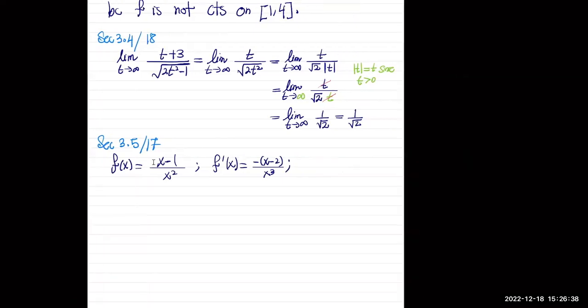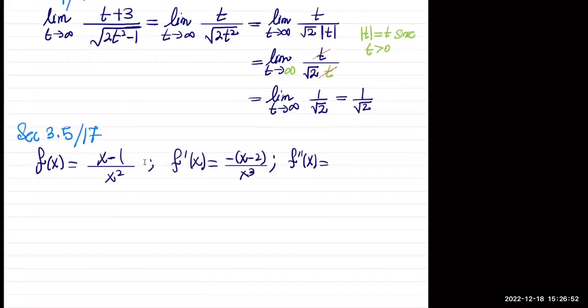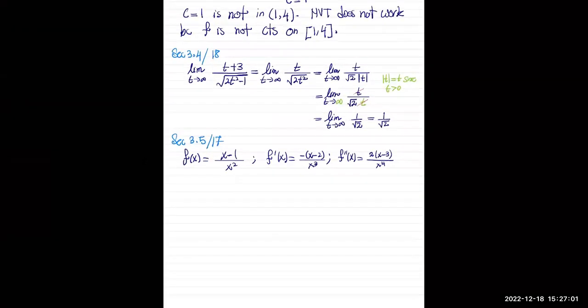And we also need the second derivative for concavity analysis. So let me get that also. Which is 2 times x minus 3 over x to the 4. And if there are y values that are crazy in value, I'll give you those y values as well.